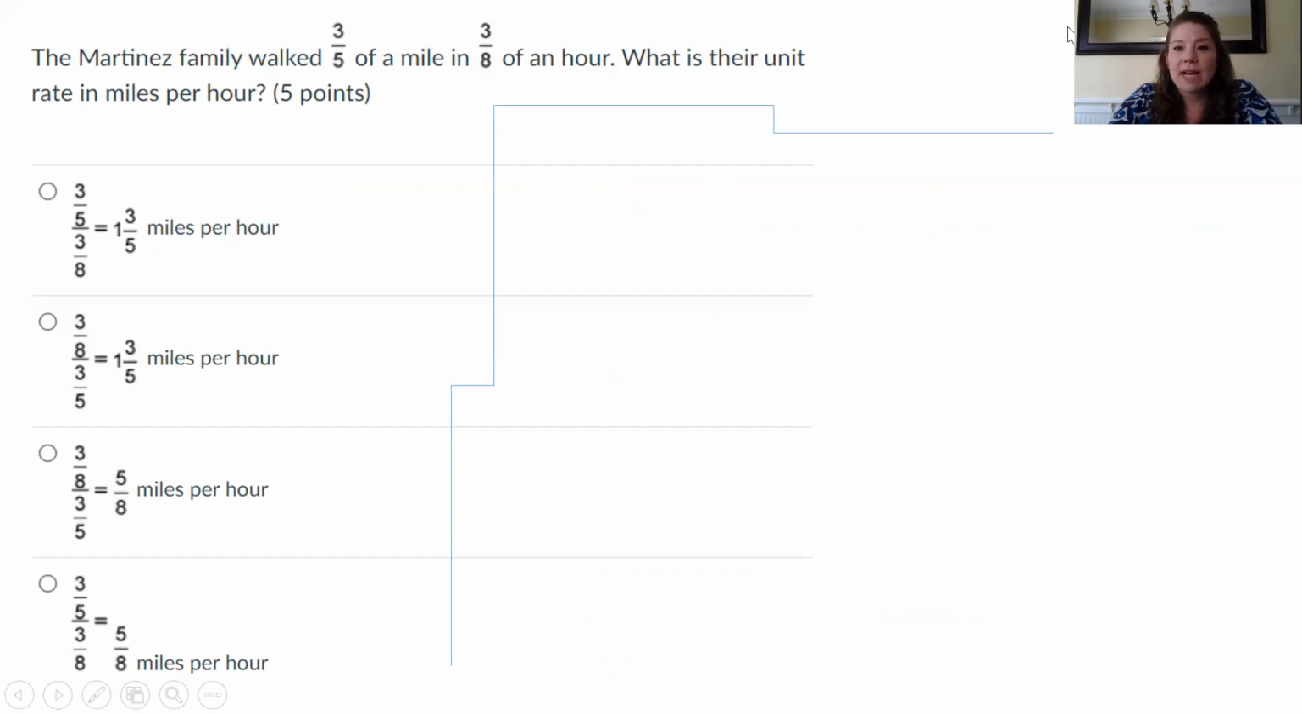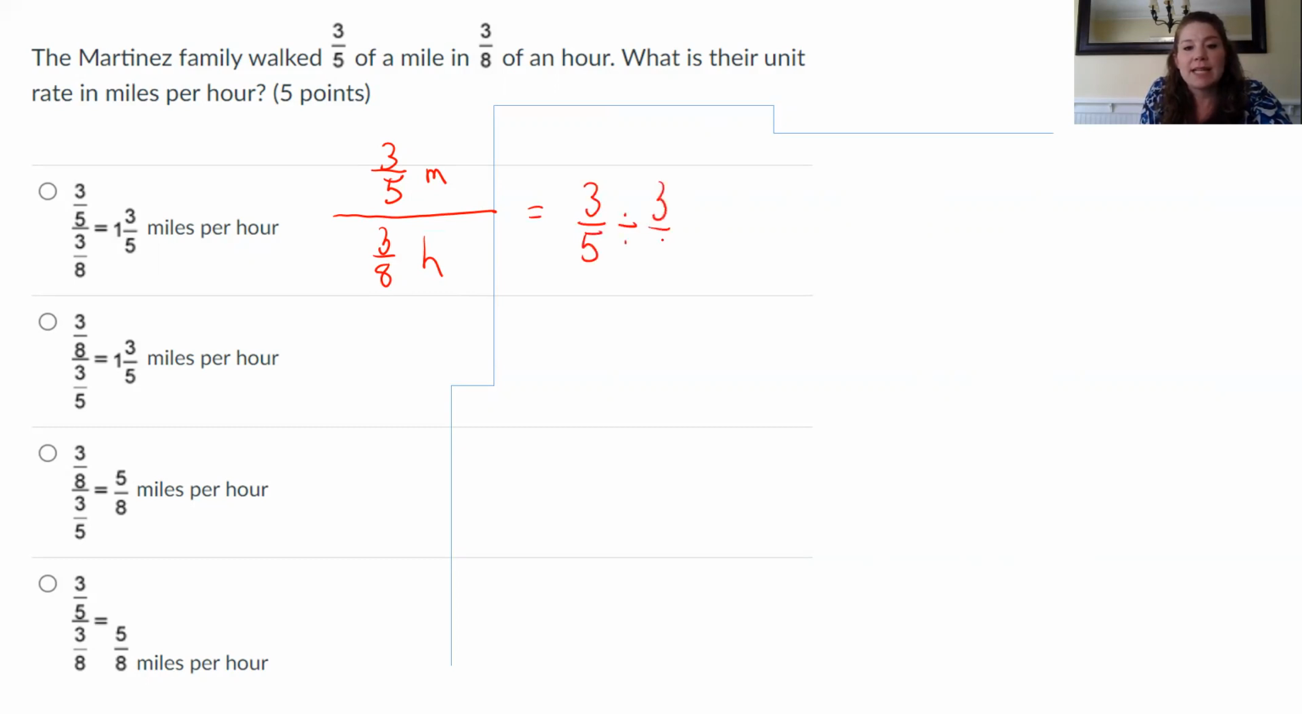Here's one of our complex fractions. It says the Martinez family walked 3/5 of a mile in 3/8 of an hour. What is their unit rate in miles per hour? So we're going to divide miles by hour. So that's why this is a complex fraction, a complex number. We have a fraction divided by a fraction, right? Well, to divide fractions, let me write it out this way first. It looks a little less intimidating.